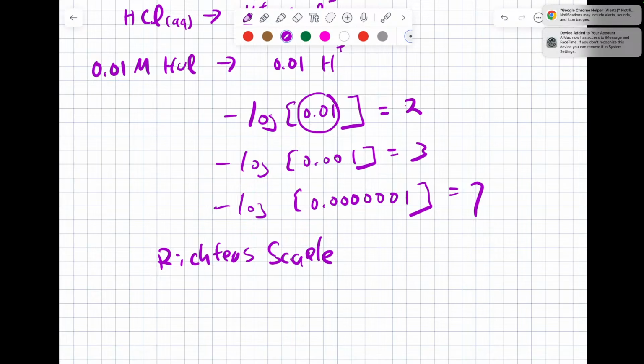So what's the difference between scales? What's the difference between 3 and 4? From 3 to 4, the magnitude is 10 times harder. From 3 to 5 is 100 times harder. From 3 to 6 is 1,000 times harder. From 3 to 7, it's 10,000 times harder. So an earthquake of 2 is a small tremble. You can barely feel that.